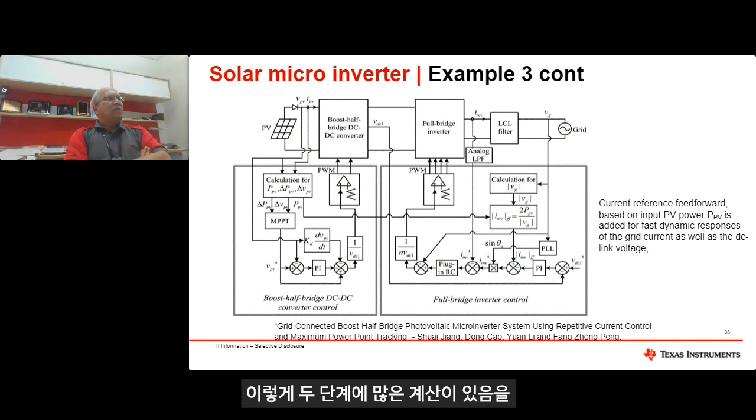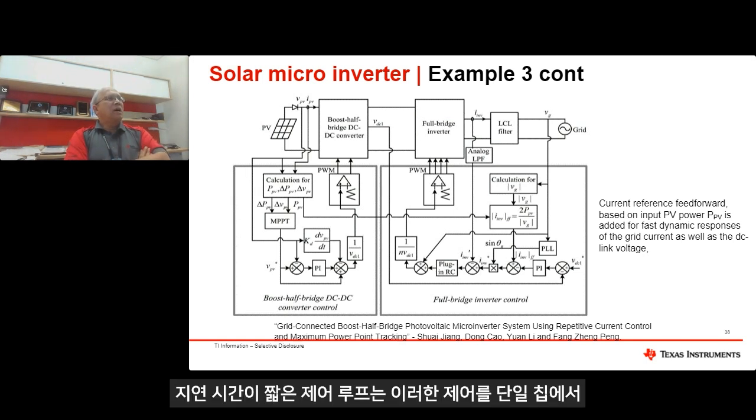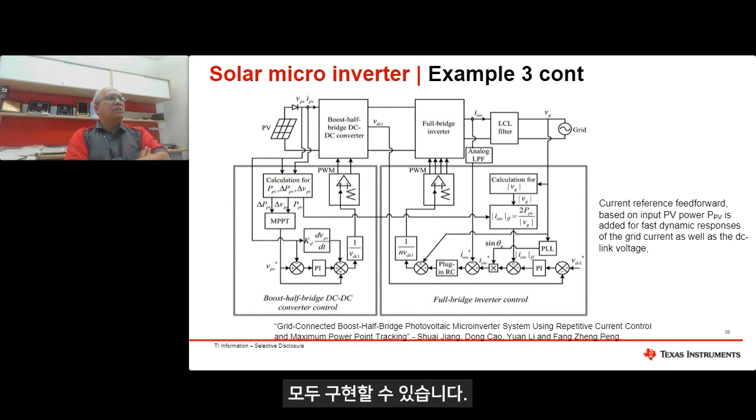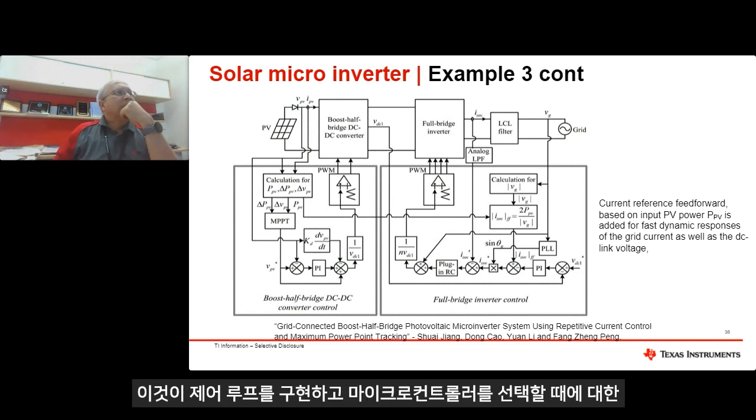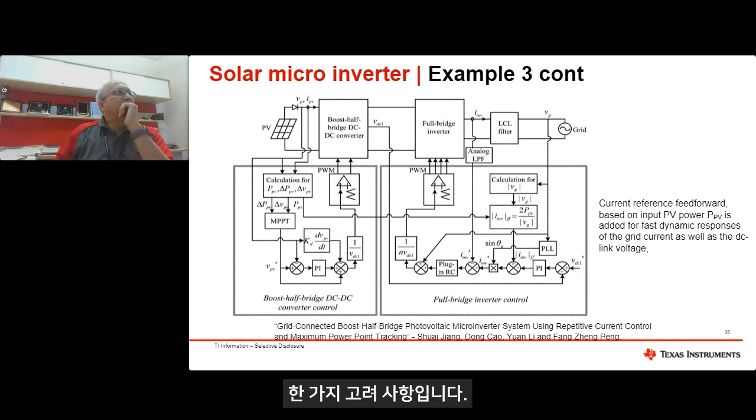So you can see a lot of calculation is involved in both stages. A digital controller with good processing power and a low latency control loop can implement both of these control loops in a single chip. A C2000 microcontroller is able to do the boost half-bridge MPPT control and the full bridge control in a single chip application. So that's one consideration in implementing the control loop and choosing the microcontroller.